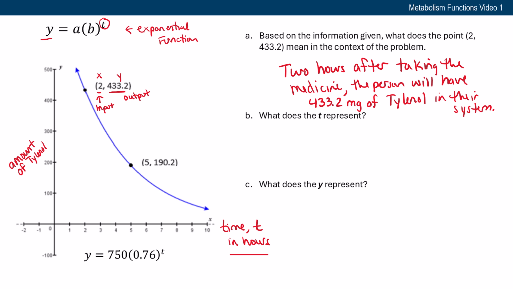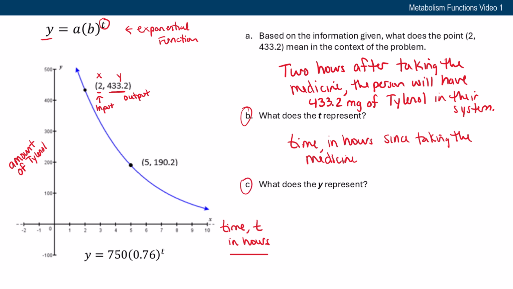Okay, so the next question, what does the T represent? We've mentioned that a few times. T represents our time in hours since taking the medicine. And anytime we are using a function, both the input and the output will always be stated in the paragraph.